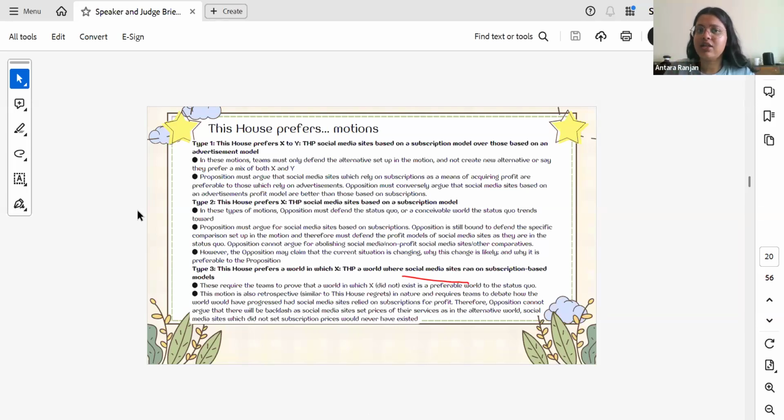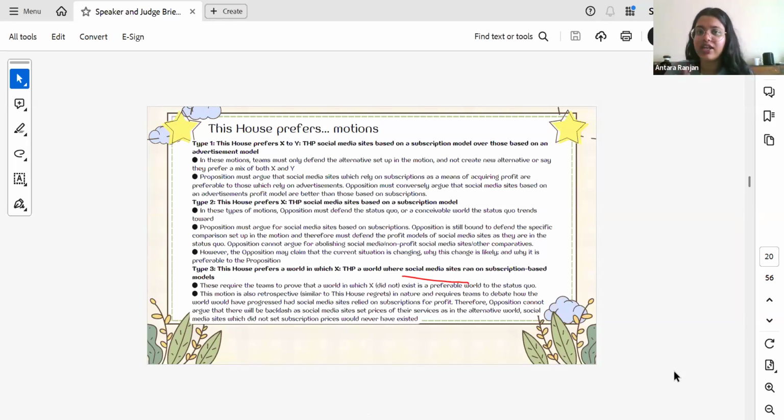So in this house prefers social media sites that have a subscription model over an advertisement model, government necessarily has to support a world where social media sites are subscription based. So they have to tell us why this is a good alternative. Why is this something that we want, right? You can't create a new world. You can't be like, well, subscription based, but if you want, you can pay a membership fee, right? You can't have your cake and eat it too.